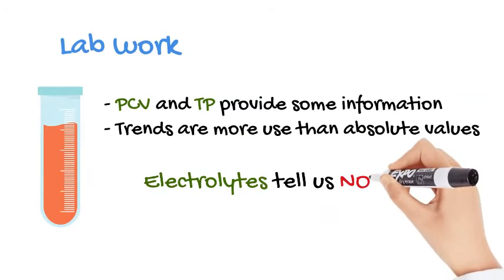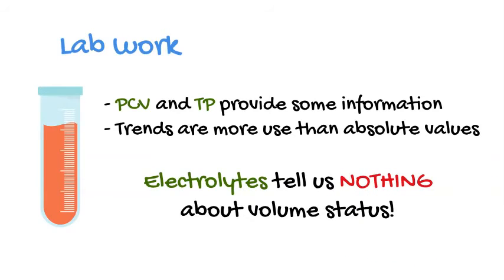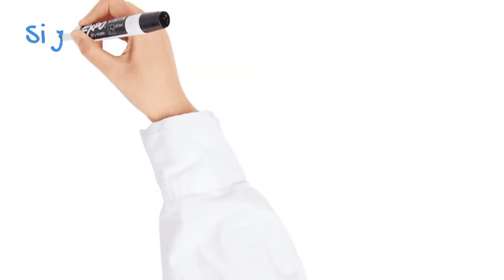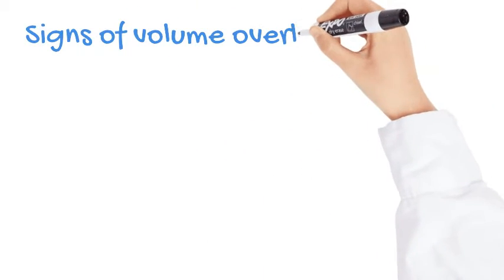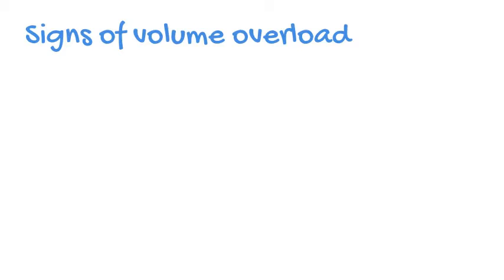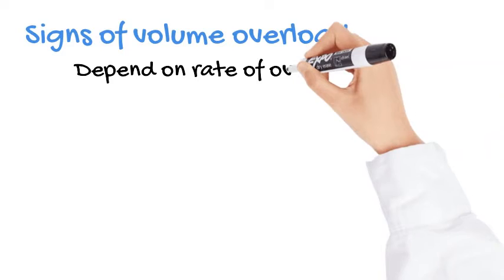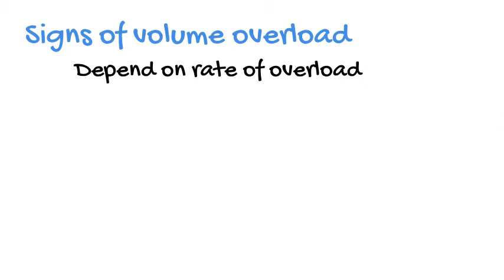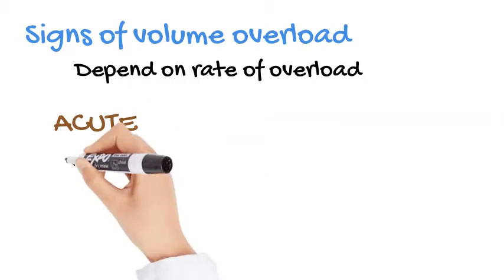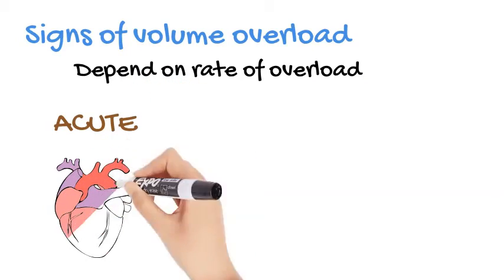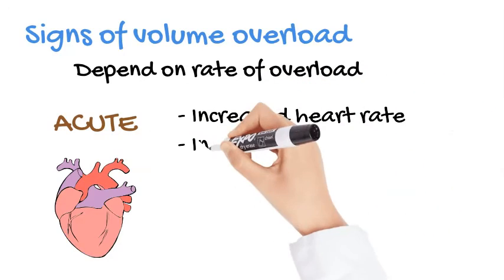So let's think about the signs that would make us suspicious that a patient might have volume overload. To my mind, at least, these are very dependent upon the rate at which the volume overload occurs. In patients who get acute volume overload, most of the signs that we're going to see reflect the fact that the heart has been overwhelmed. And so the things that go along with acute volume overload strongly reflect that. So we're going to see an increase in heart rate. We're going to see an increase in respiratory rate. Patients often appear to be restless and anxious, and sometimes they're overtly nauseous.